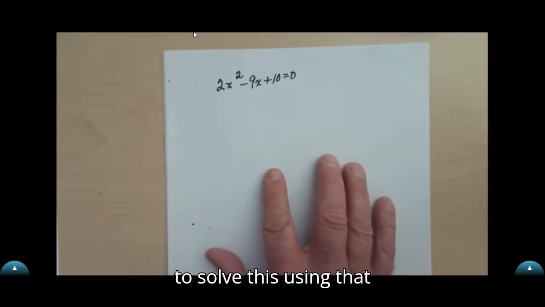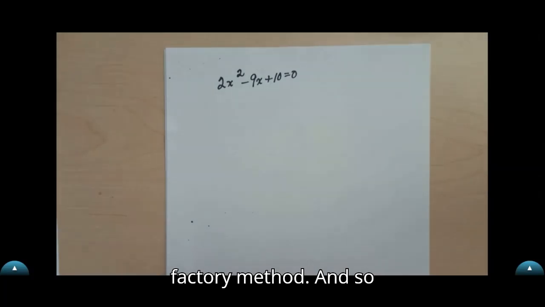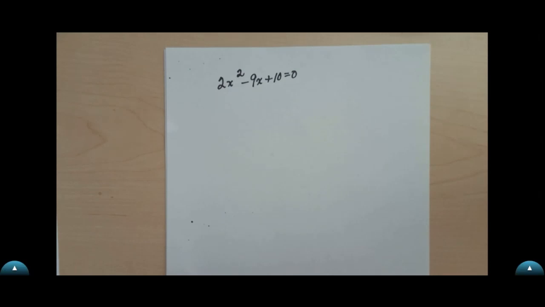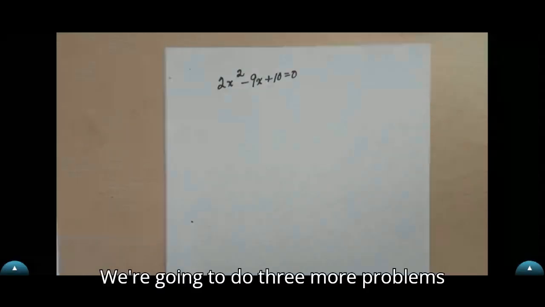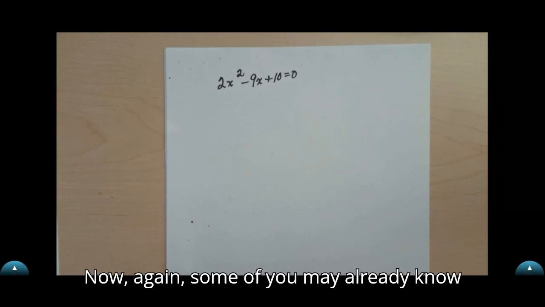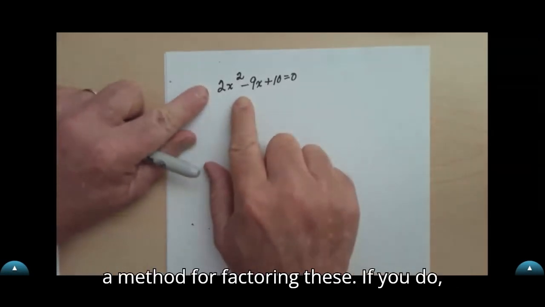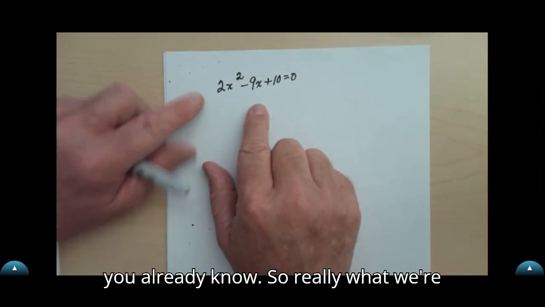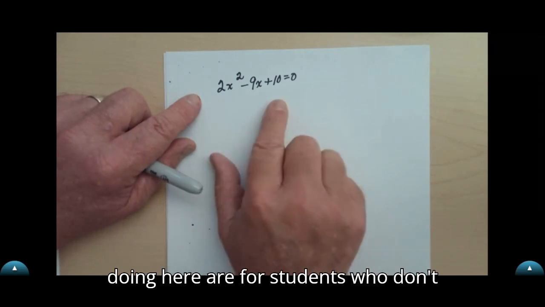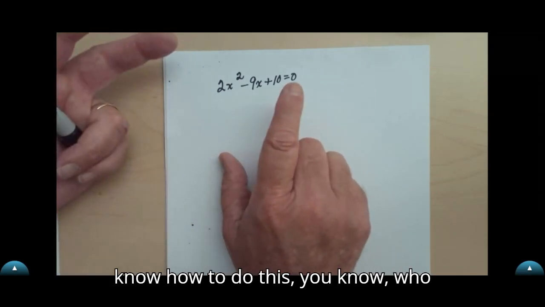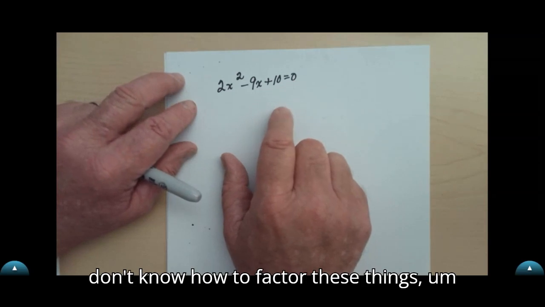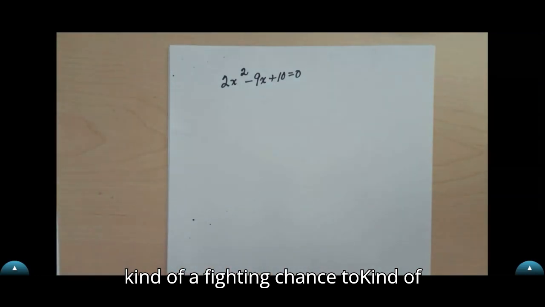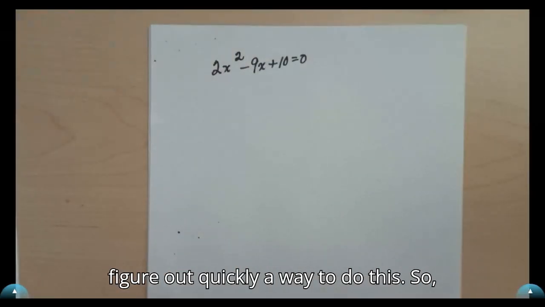I'm going to solve this using that factoring method. And so these steps, again, we looked at these with one problem last week. We're going to do 3 more problems where we look at this factoring method. Now, again, some of you may already know a method for factoring these. If you do, the best thing to do is use the method you already know. So really what we're doing here is for students who don't know how to factor these things. This is at least something that gives you kind of a fighting chance to figure out quickly a way to do this.